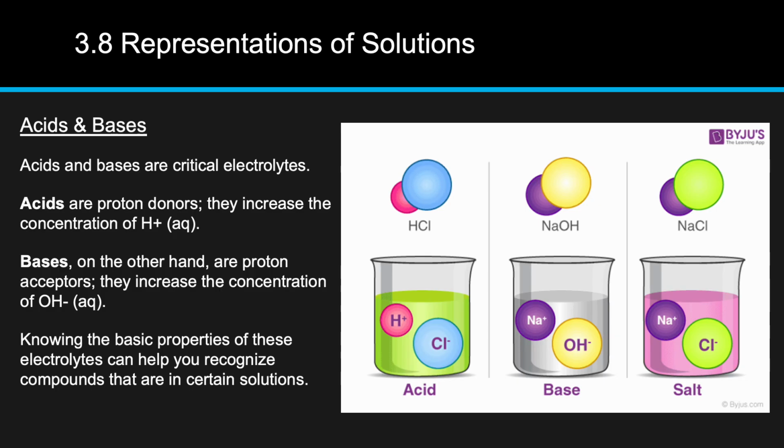So for example, HCl, or hydrochloric acid, when dissolved in water, is going to produce H+ ions and Cl- ions. Sodium hydroxide, which is a strong base, is going to dissociate into Na+ ions and OH- ions. And then we also have our neutral soluble salts like sodium chloride that, when dissolved in water, are also going to dissociate into their individual ions, in this case, Na+ and Cl-.